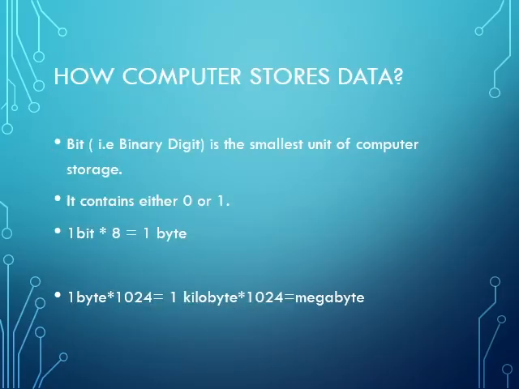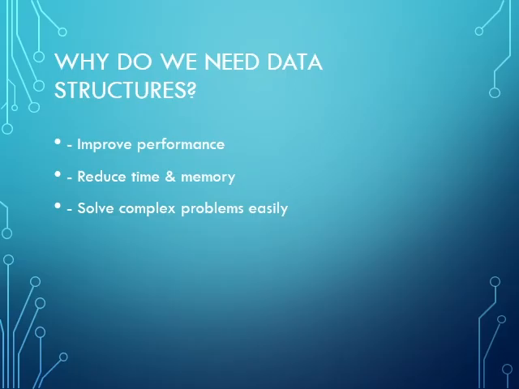Next, how does a computer store data? As we saw in our previous slide also, it stores data in binary digits, which is only 0 and 1. It can convert any data into 0 and 1 and store it in our electronic device, which is called a computer.